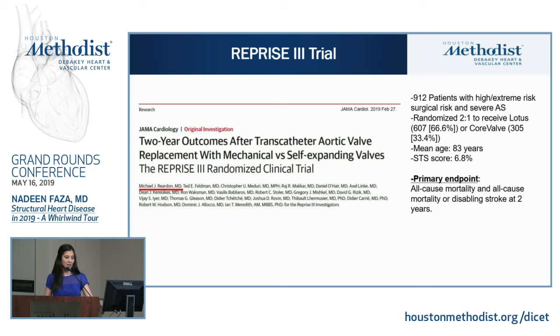The mean age was 83, and the STS score was about 7%. The primary endpoint was all-cause mortality, and all-cause mortality or disabling stroke at 2 years.